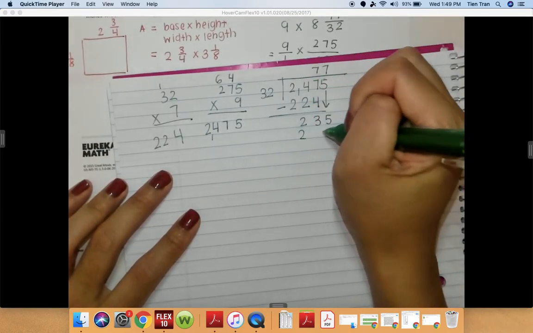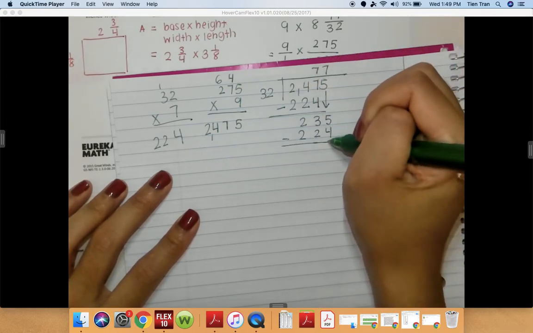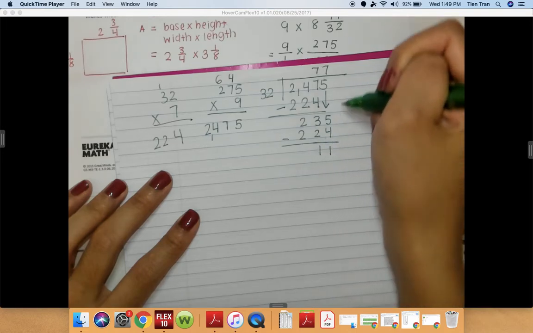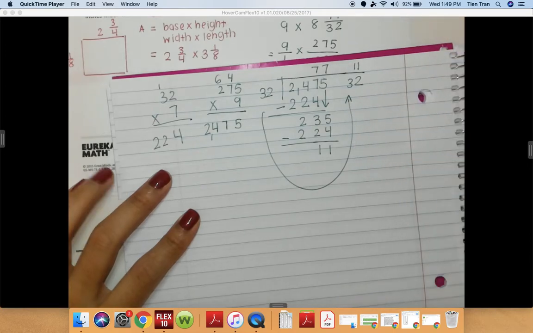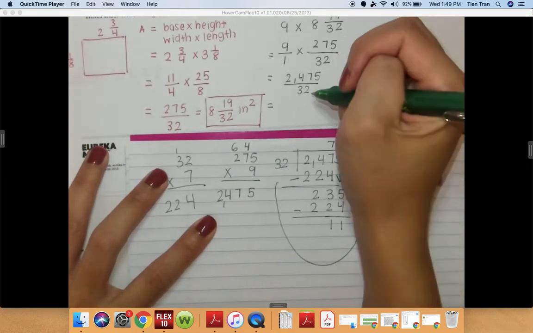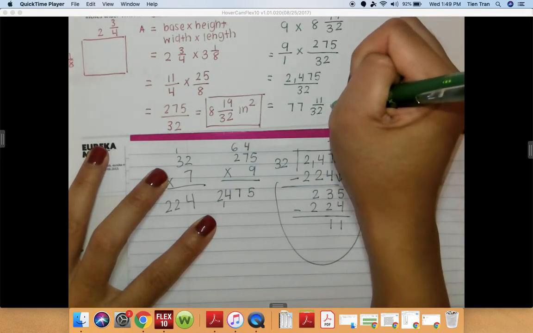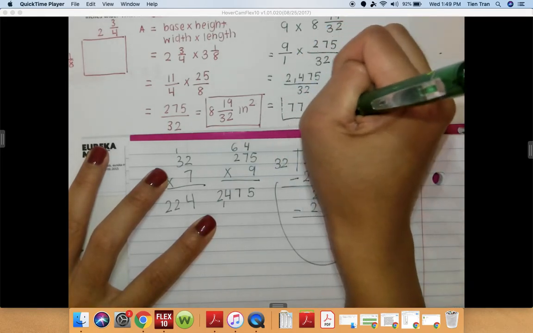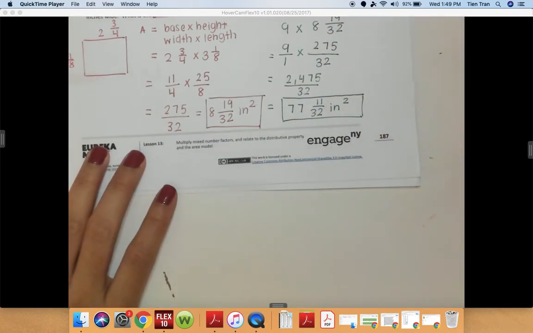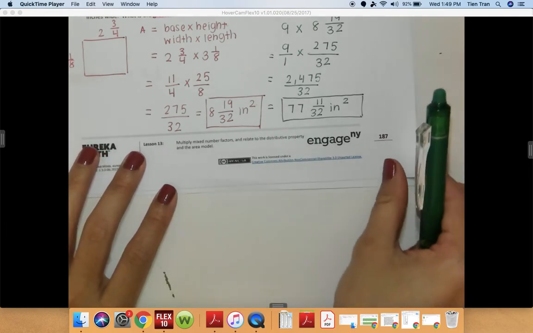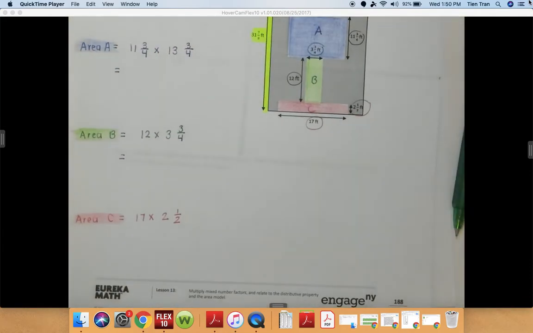So we have 224. Subtract. 5 minus 4 is 1. 3 minus 2 is 1. So my remainder is 11 and my denominator is 32. So I'm going to write that down: 77 and 11/32 inches squared. Okay, so that's how much he can cover. Now I am going to turn the page.